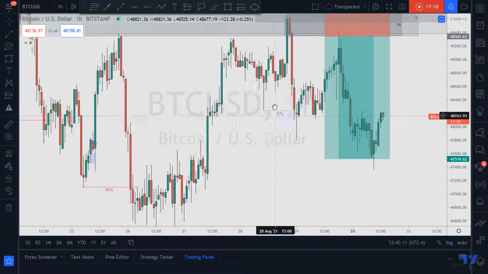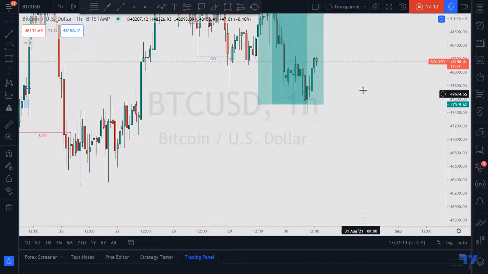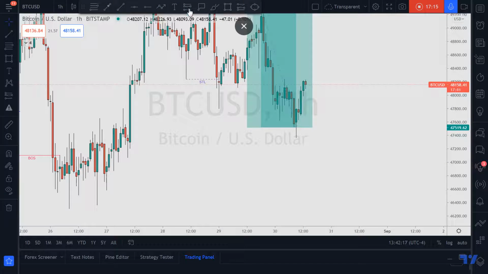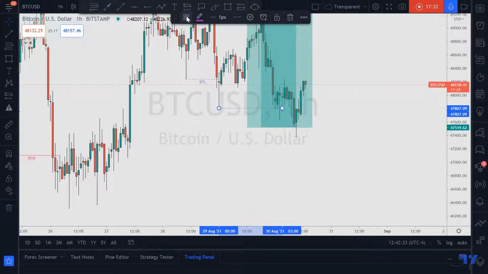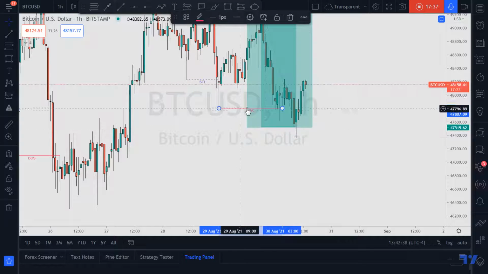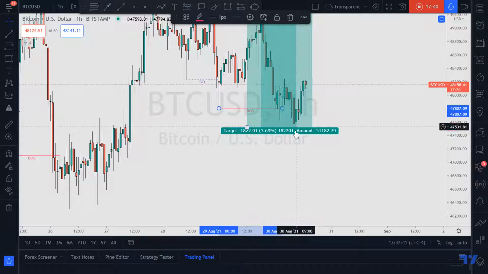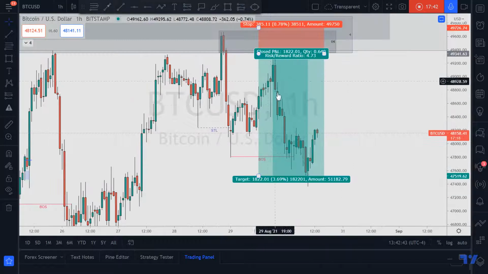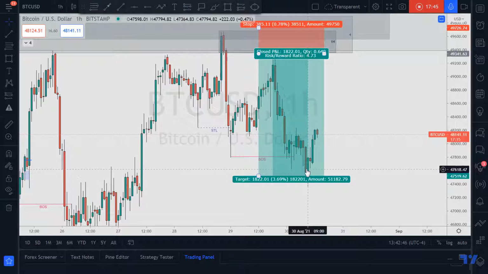Now, what's the next structure it could break? Do we see another break? Yes, we do. I'm including a bonus idea in this video. We've got a break of structure right here. What does that mean? Where am I waiting? I'm looking in this leg for an order block which has the potential to turn price.